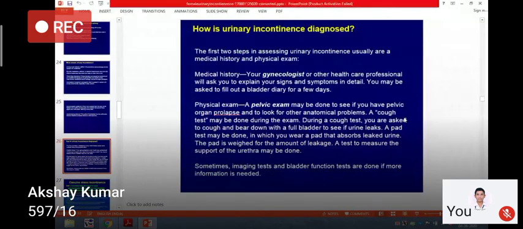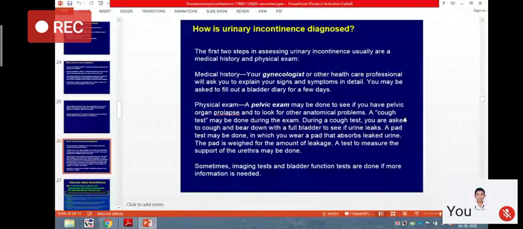Sometimes imaging tests and bladder function tests are also done. We will deal with these tests in detail in the next class.